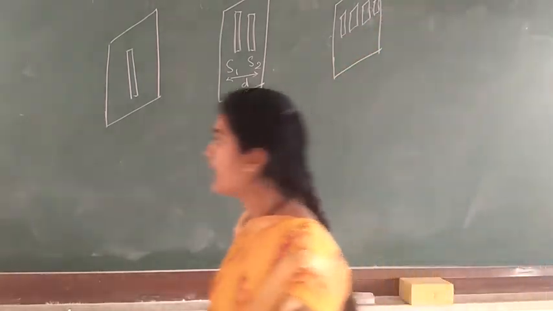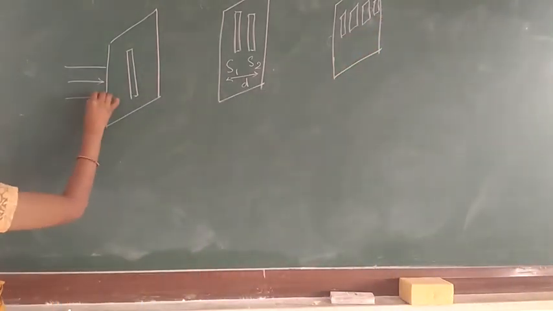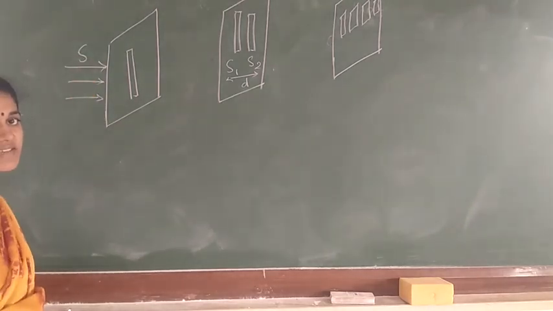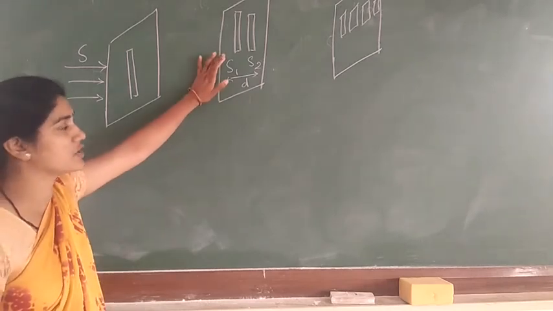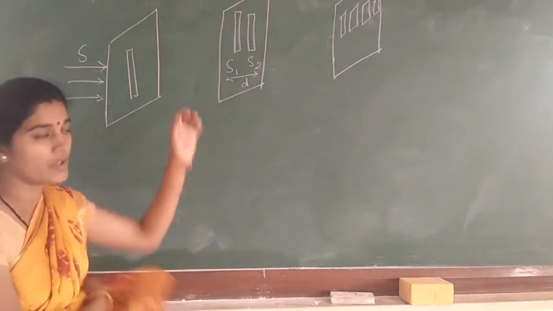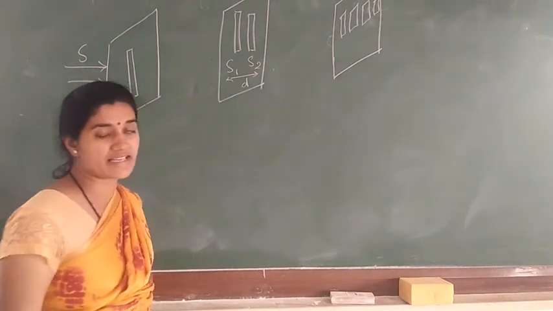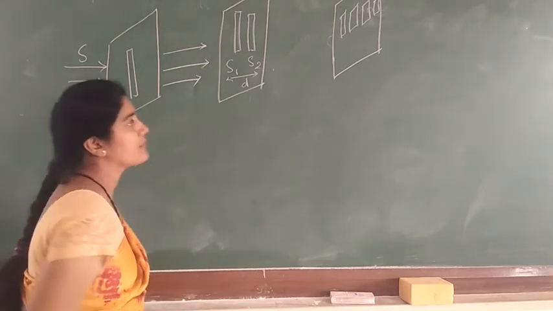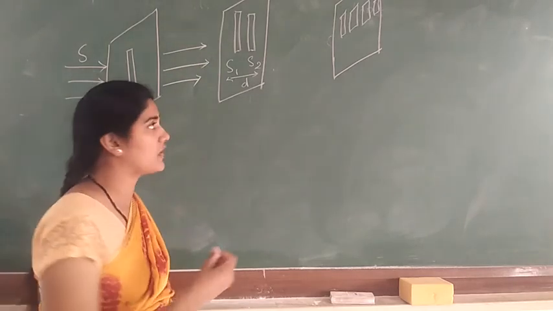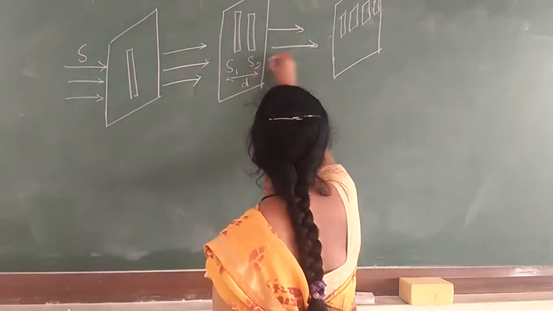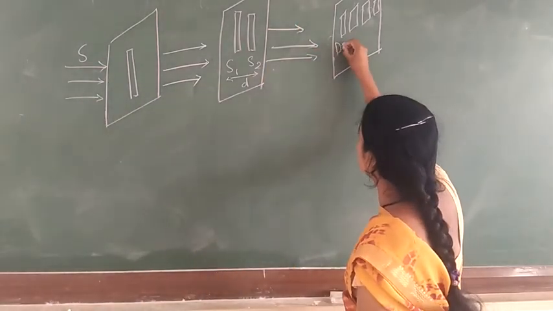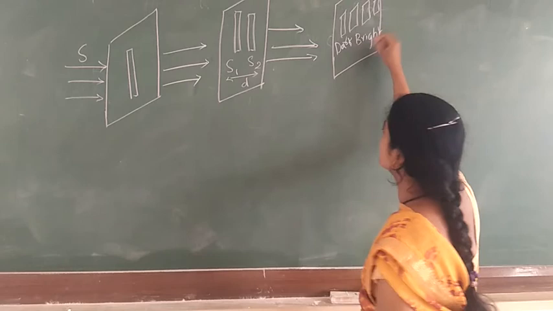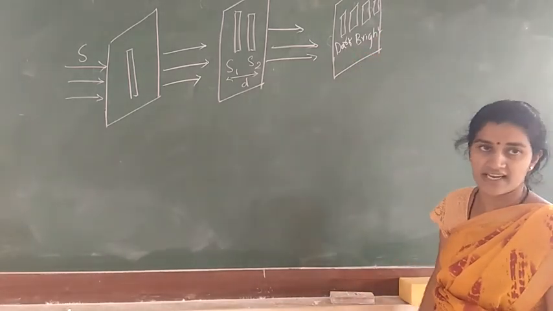Now let us consider monochromatic light made to pass through the rectangular slits. We are considering the two sources S1 and S2, and the distance between S1 and S2 we are considering as a small d. When it falls on the screen, we are getting the fringes, one dark fringe and the other bright fringe, alternately.